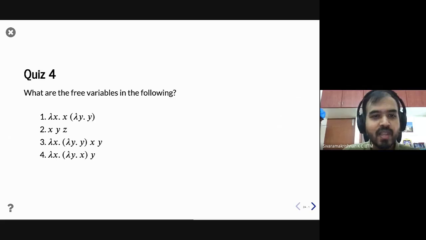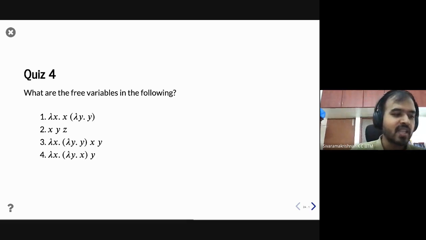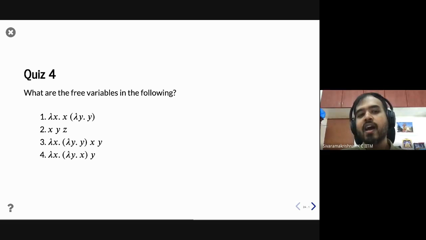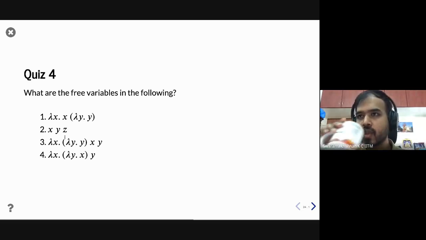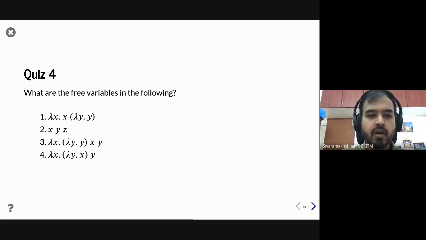Okay, good. So let's look at whether we've understood free variables. Let's look at these terms and identify the free variables in them. Let's look at the first one. What are the free variables in the first one? Lambda x, lambda y. None. That's good. What about the free variables in the second term? Yes, all three are free variables because there is no binder, so everything is a free variable. The third and fourth ones might be tricky. What are the free variables in the third term? Good, the last y is the answer.